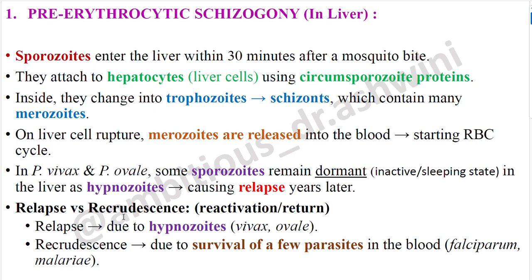Relapse versus recrudescence. So relapse means reactivation and recrudescence is return. Relapse is due to hypnozoites, which occurs in Plasmodium vivax and Plasmodium ovale, and recrudescence is due to survival of a few parasites in the blood, which is seen in Plasmodium falciparum and Plasmodium malariae.